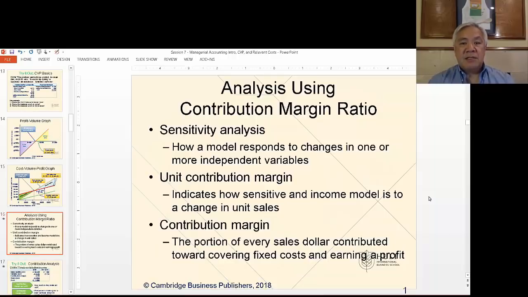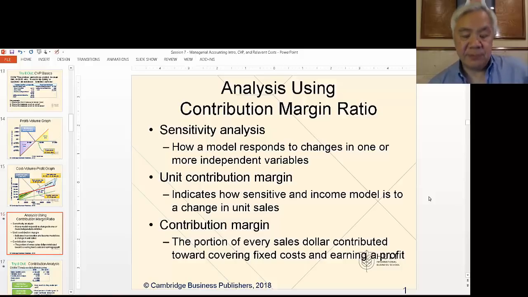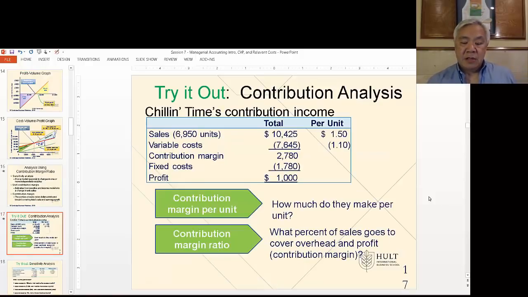How can we use this to do some analysis other than the break-even point? So we're going to look at 3 examples: sensitivity analysis, unit contribution, and the degree of operating leverage is really what we're going to be using. Let's start with contribution analysis and look at the margin per unit.